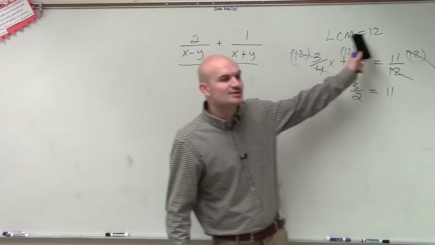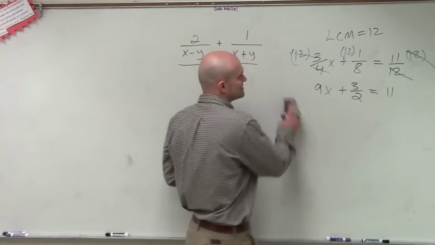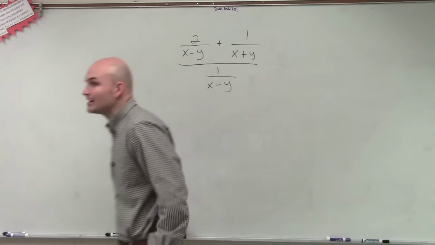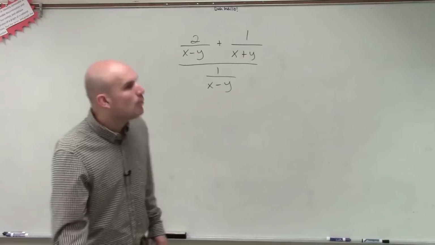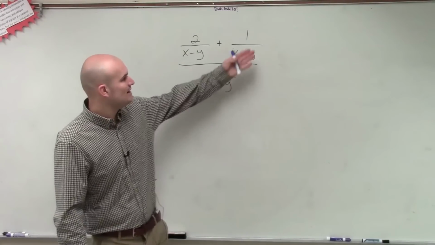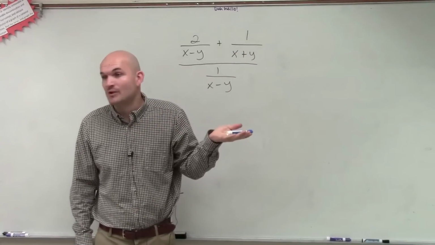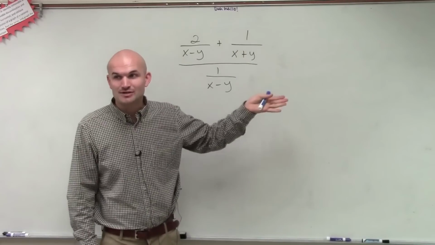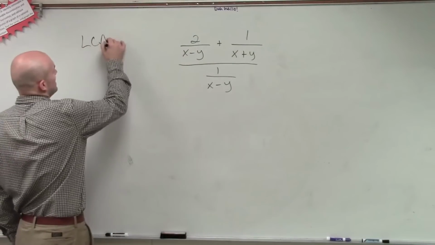Notice, though, guys, as long as we do it to everything, we keep the equation equal. Well, that can be the same thing when you have a rational expression. As long as you multiply your numerator and your denominator by the same number, you keep what we call equivalent fractions. So what value would I want to multiply the numerator and the denominator by? Well, in an equation, when I had fractions, I multiplied by the LCM. So do you think I might want to multiply by the LCM for my fraction? Yeah. So let's go ahead and determine the LCM of this expression.